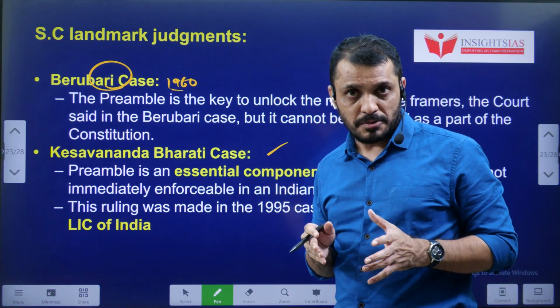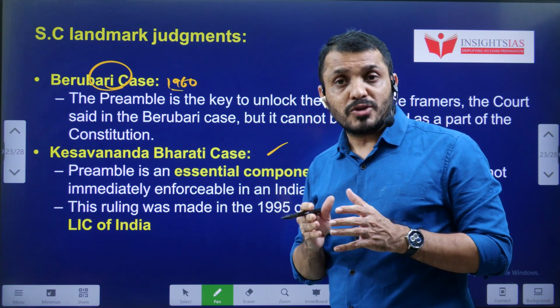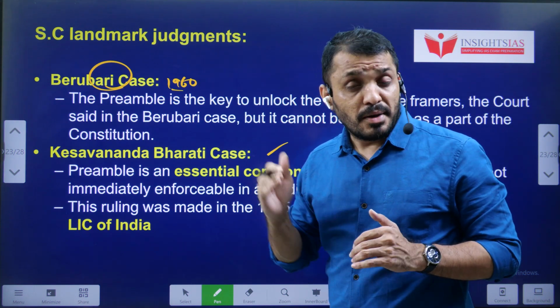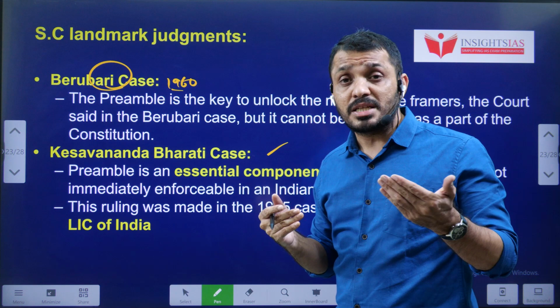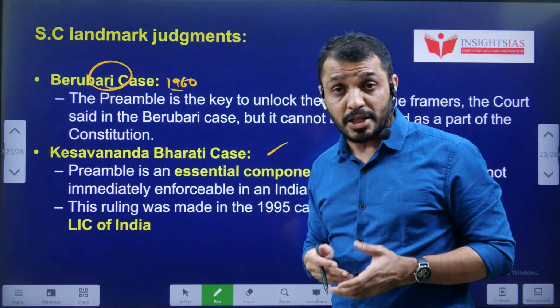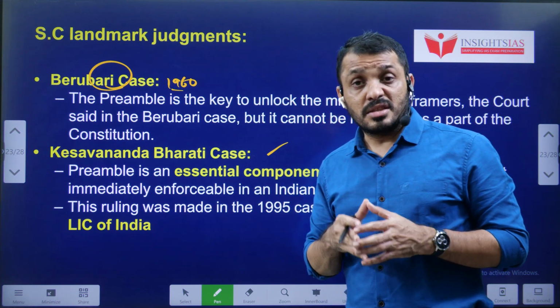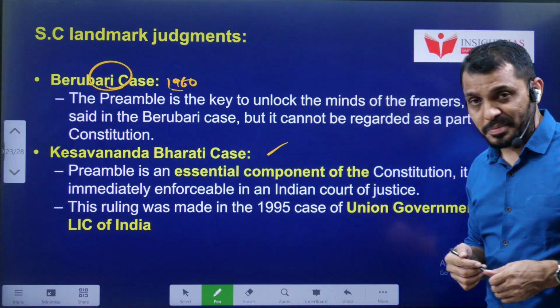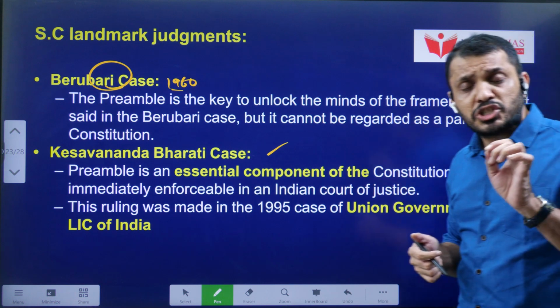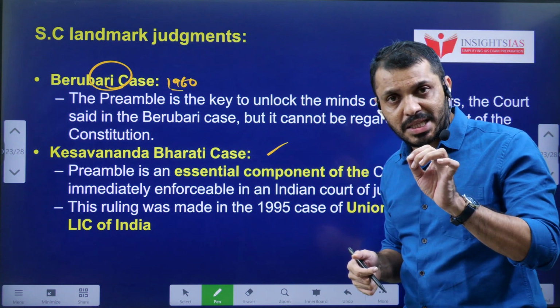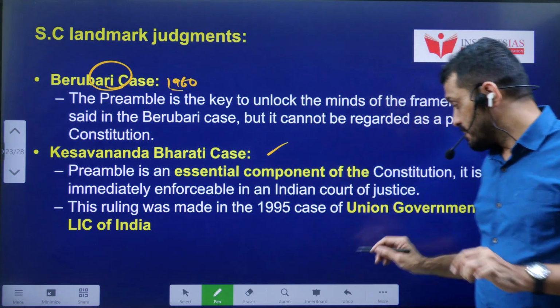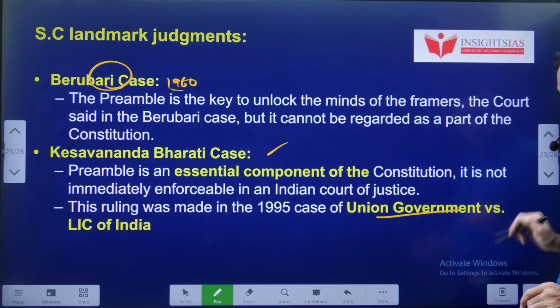So when the preamble is a part of the Constitution, and when the Constitution is able to be amended, then obviously the preamble can be amended. That is the reason it was amended through the 42nd Constitution Amendment Act 1976. The decision given by the Supreme Court in the Kesavananda Bharati case was reinforced in the Union Government versus LIC of India case.